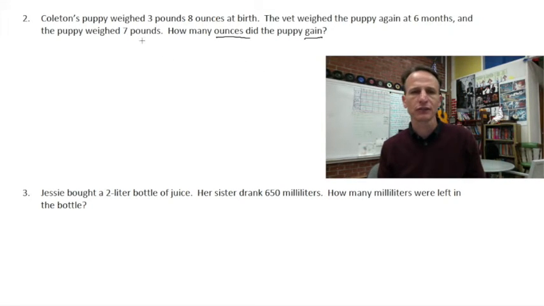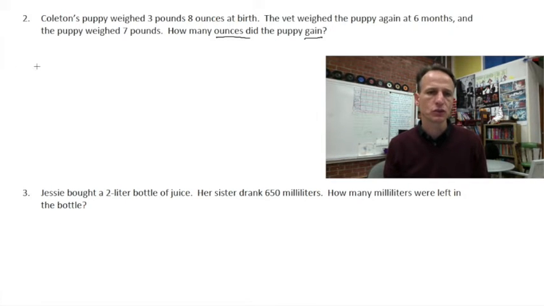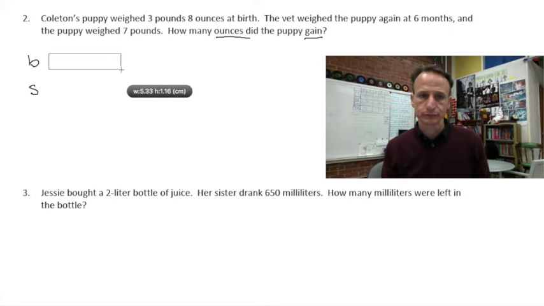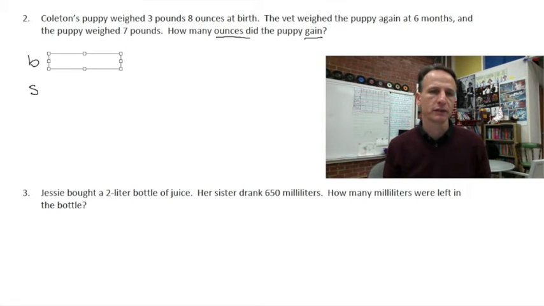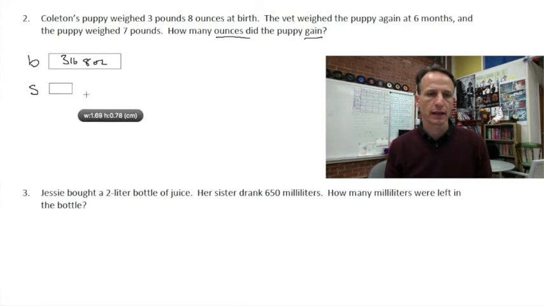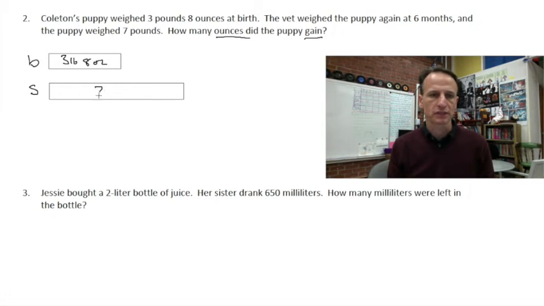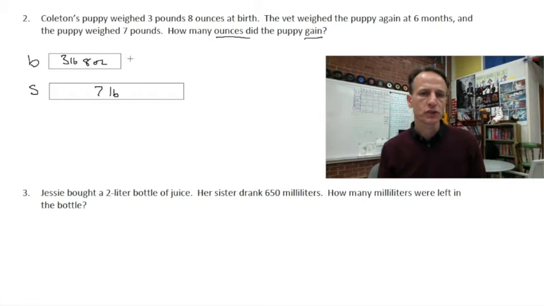Again, this is comparative, so it'd be good to draw 2 tapes. We're going to have one for birth, and I'll put S for at 6 months. So at birth, we have 3 pounds, 8 ounces. And then at 6 months, we're talking about 7 pounds. And what we're trying to find here is the gain. So it's the difference between them.